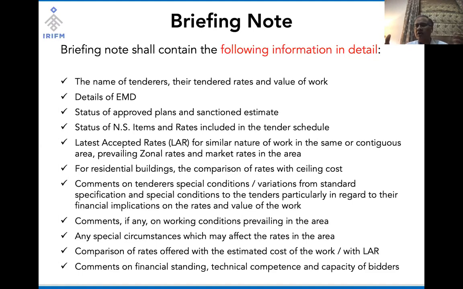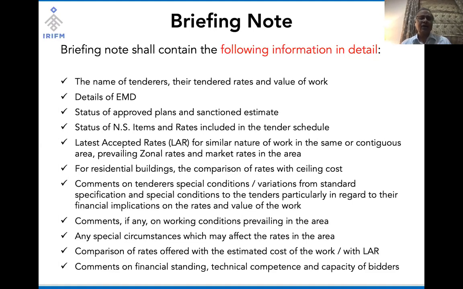So we would look for other yards, and access conditions, how easy or difficult it is to reach the location where the ballast has to be supplied, and then use all that information for the rate analysis. Just in case there is no last accepted rate available, then rate analysis is also supplied at this time. For residential buildings, it is important to have a comparison of rate with respect to ceiling cost.